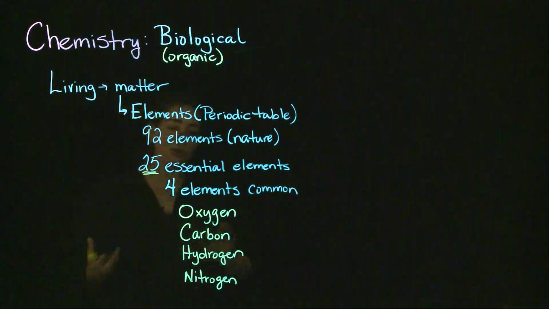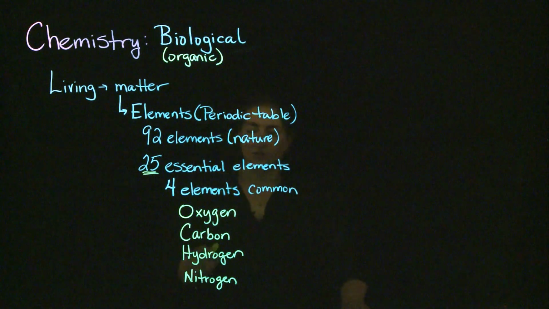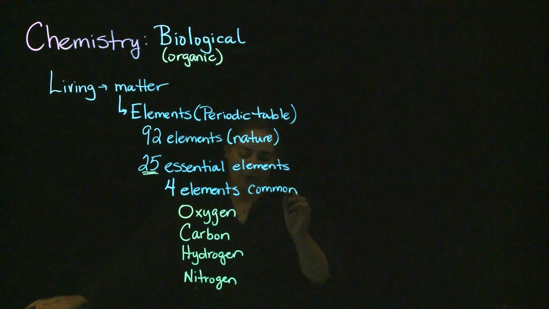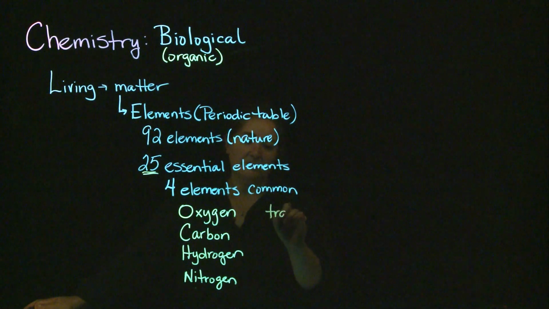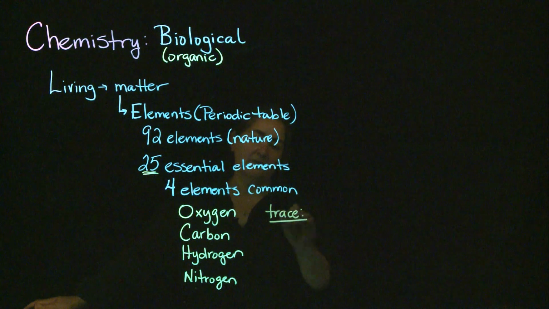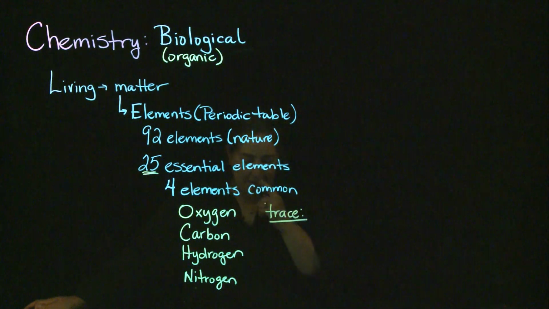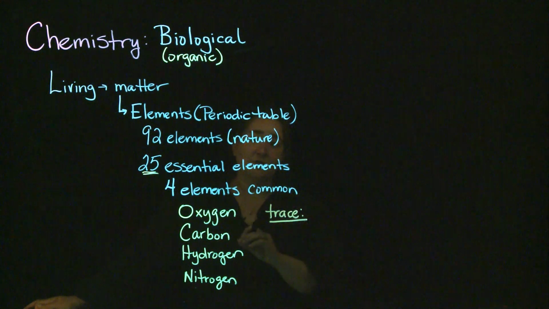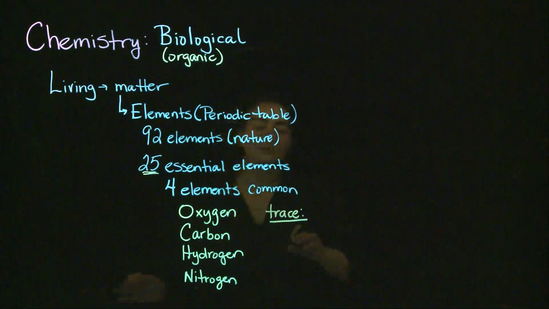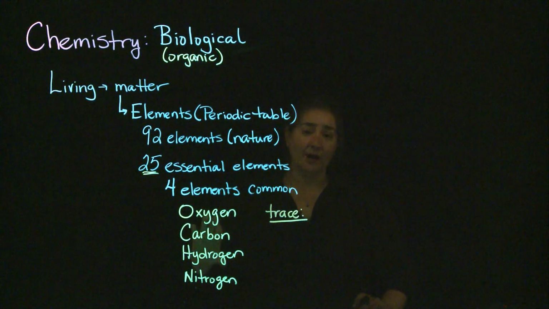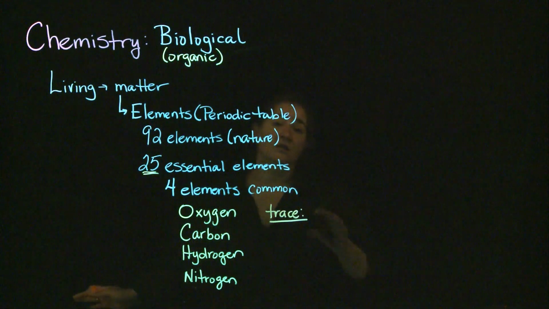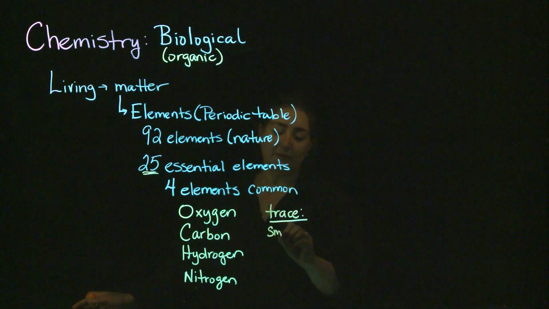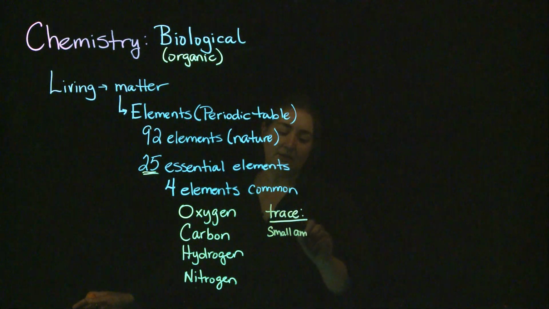And in terms of those elements, in addition to the 4 common elements that we have, okay, there are also going to be some trace elements that are important. Okay, again, your textbook has a table that talks about the trace elements. The difference between these 4 common elements, these are the most abundant. Trace elements are elements we need very small amounts of in order to function.